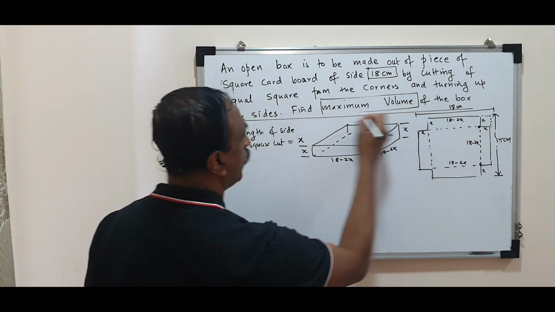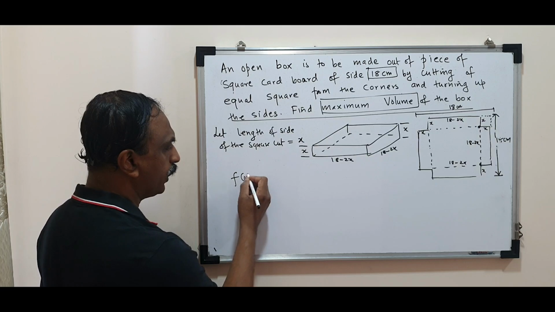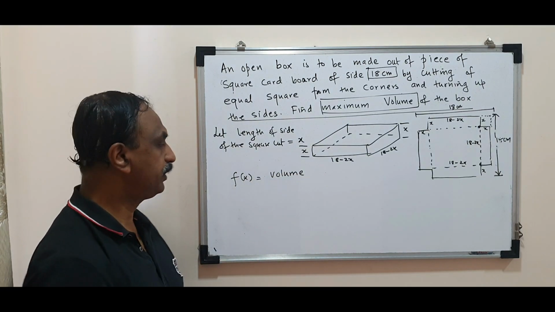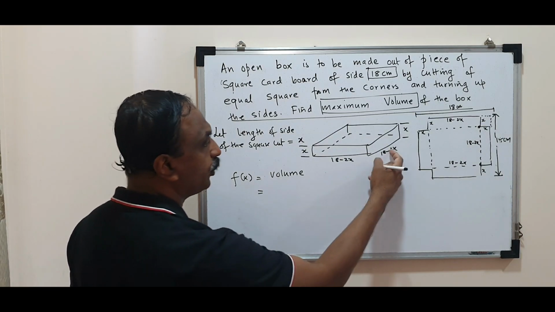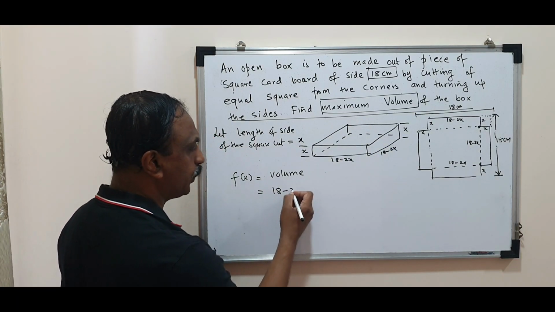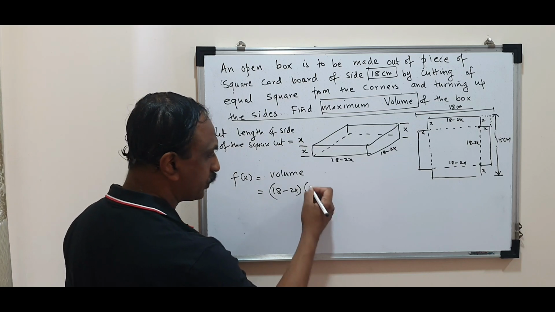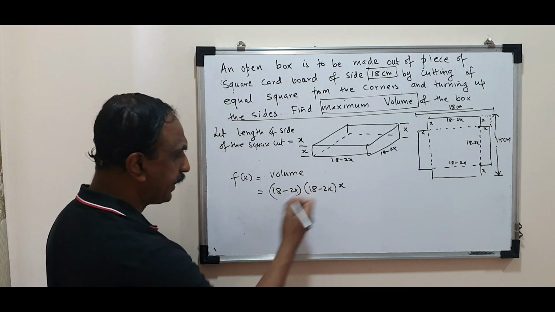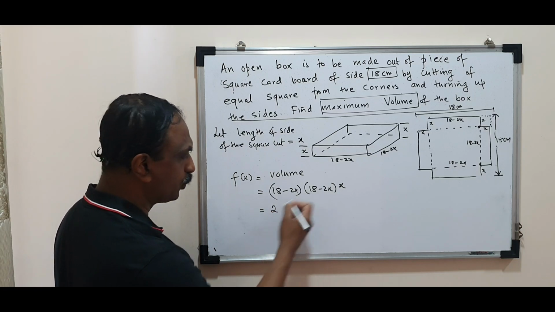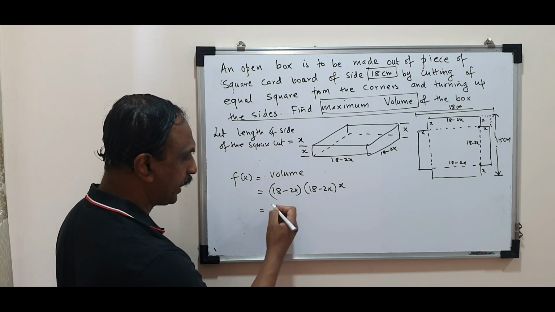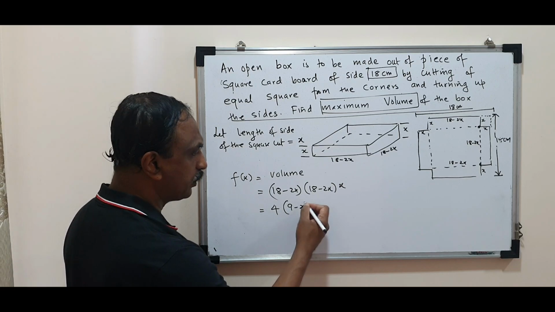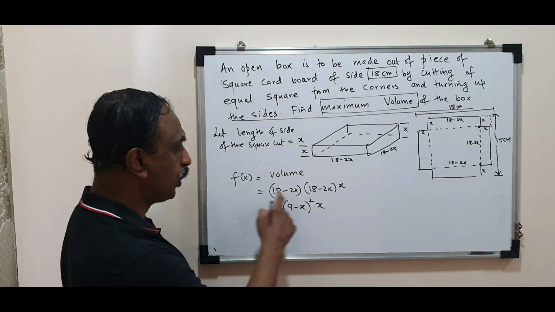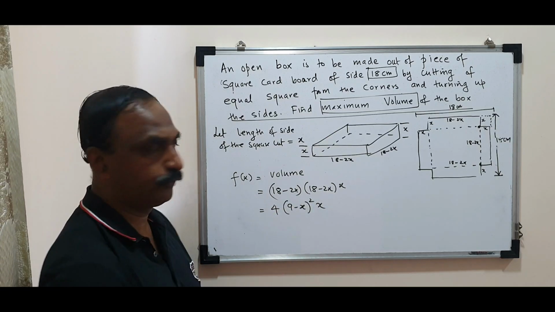Then what do you have to maximize? We have to maximize the volume. So f of x is the volume. Whatever quantity we maximize, that will be your function. So length into breadth into height. 18 minus 2x is the length, breadth is also 18 minus 2x, height is x. If I take a 2 common, I can write 2 into 2, 4. So it becomes 4 times 9 minus x the whole square into x. So that is my function.